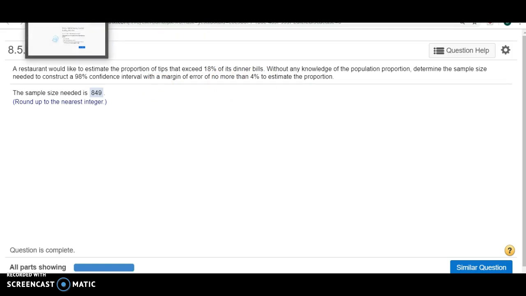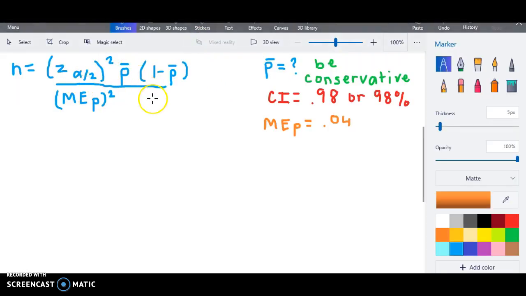So what you need to do is, I've set up the formula. We don't know what the probability is, so we're going to be conservative here. When you don't know what the probability is, you do 50-50. So the probability is going to be 0.50. So we're going to start plugging everything in, but we need to figure out what z is.